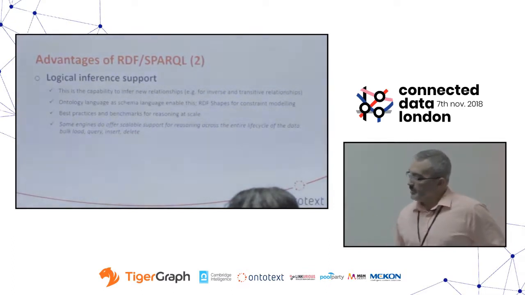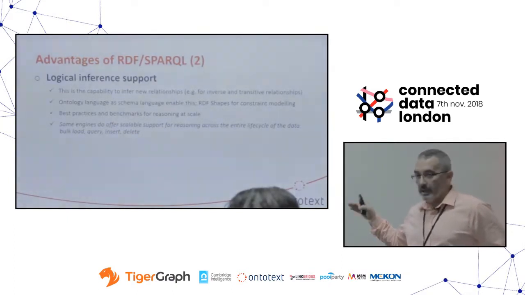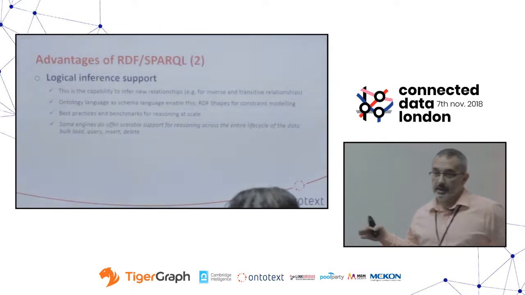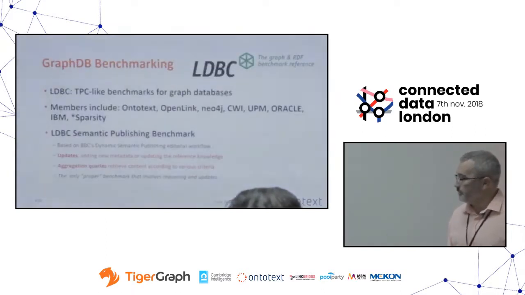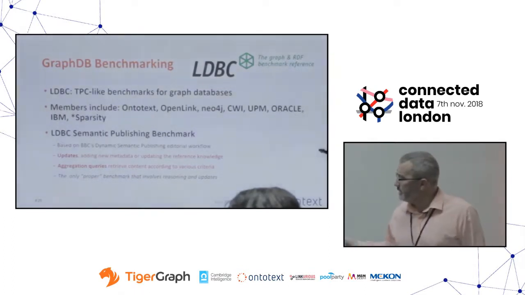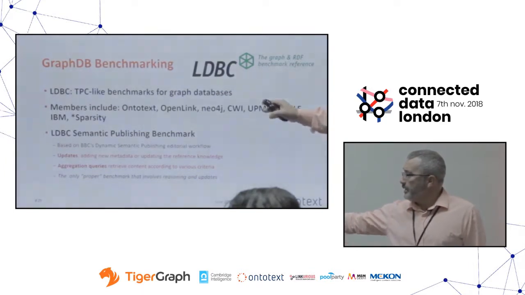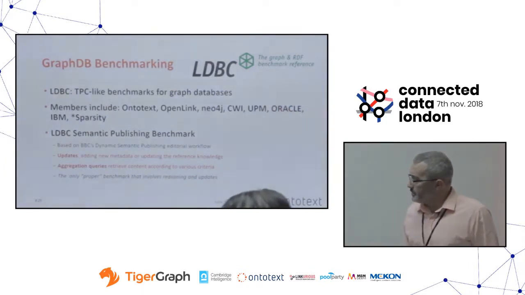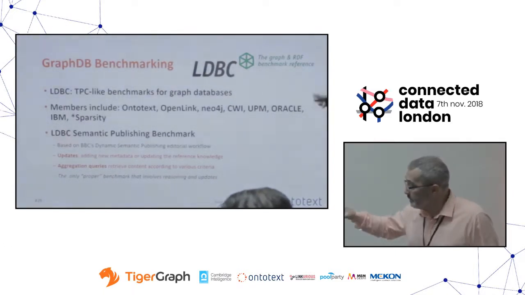But again, the best practices of using it, people know what it takes to scale with their benchmarks, which allow you to see how this combines with other features and so on and so forth. So one of these benchmarks is Linked Data Benchmarking Council's Semantic Publishing Benchmark. LDBC is actually an organization. I'm on the board of LDBC. Ourselves, OpenLink, Neo4j, Oracle, IBM.